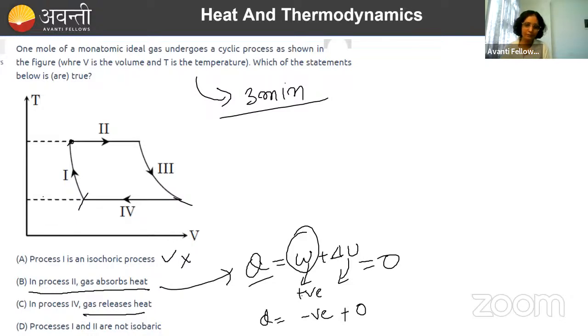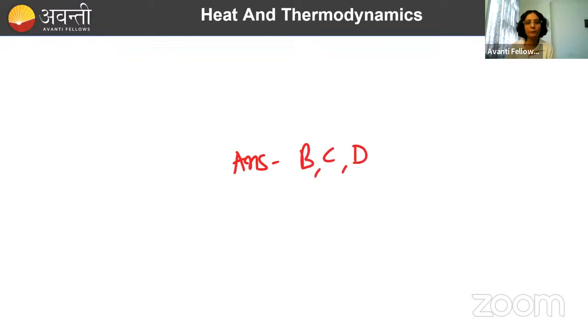What about the process? Yes, D also false because process 1 and 2 are not isobaric. This is isothermal, and this is not isobaric because here the T by V curve is not a straight line. Then this is somewhat curved. So again, that's not true. So D option is also what? True. And C option is also true. B is also true. D was false, no? Done. A was false, sorry.